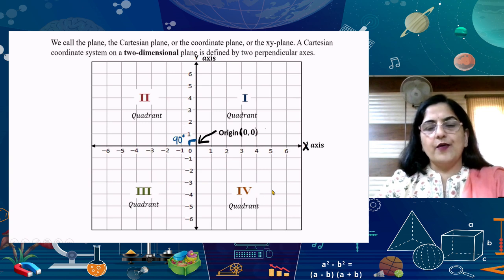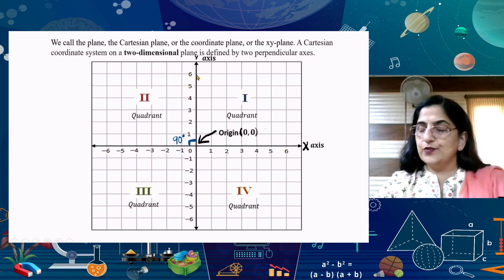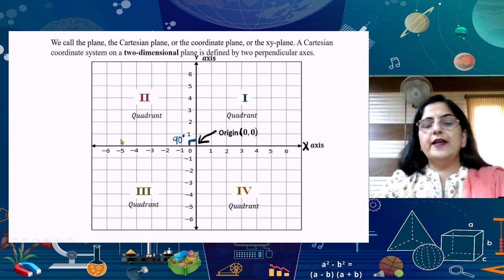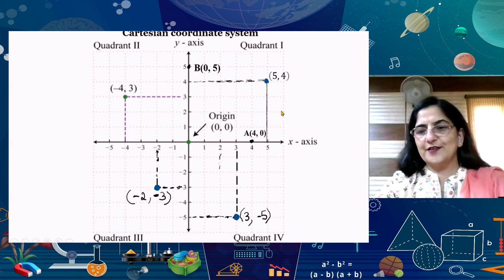We can already see that in the first quadrant, all the values will have the x coordinate positive and the y coordinate also positive. In the second quadrant, the x coordinate will be negative, and the y coordinate of any point will be positive. In the third quadrant, the x coordinate will be negative and the y coordinate will also be negative. And in the fourth, the x coordinate will be positive and the y coordinate negative. So we have some points over here.